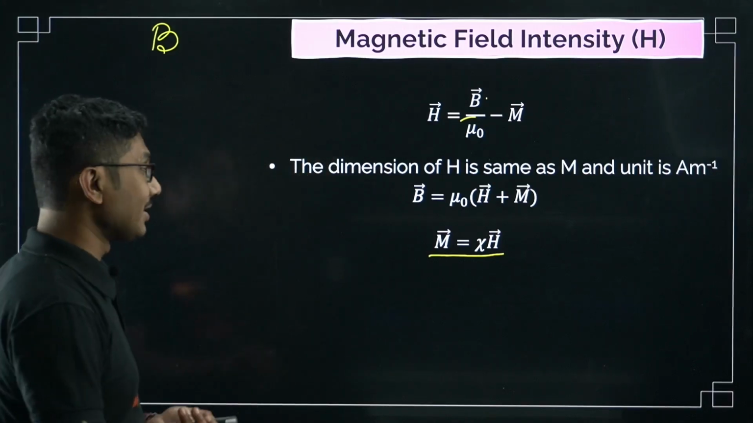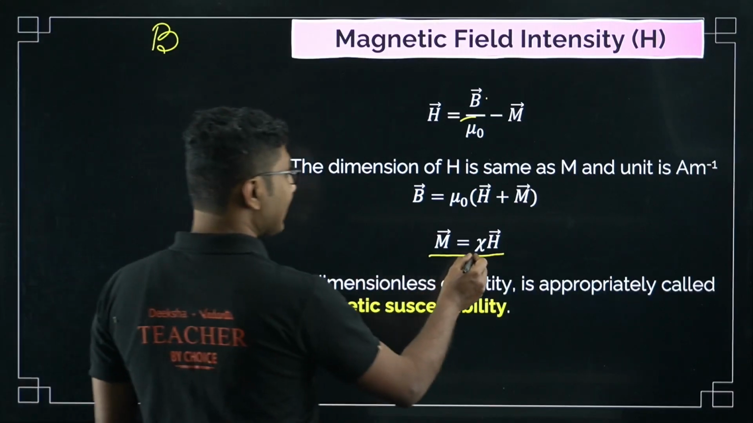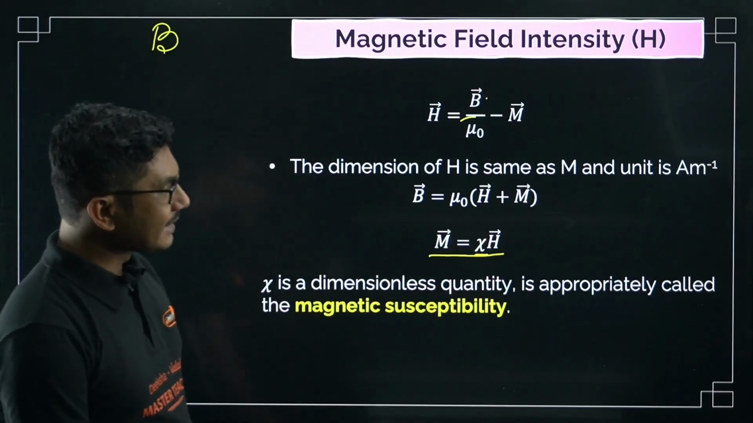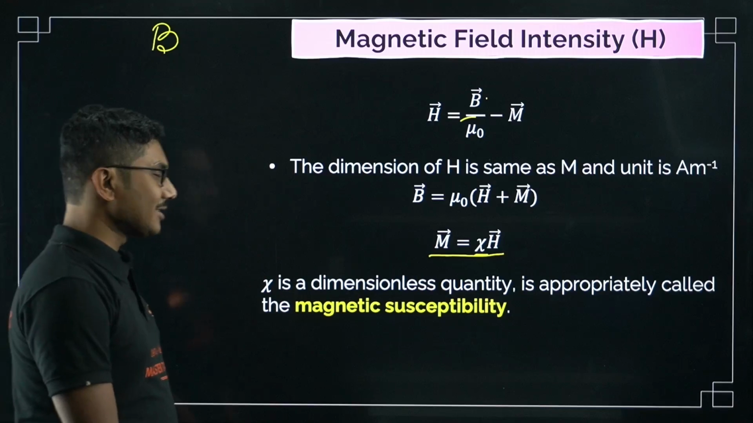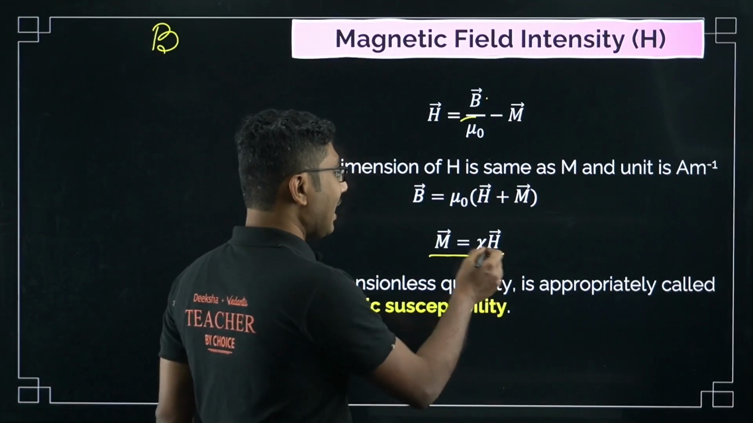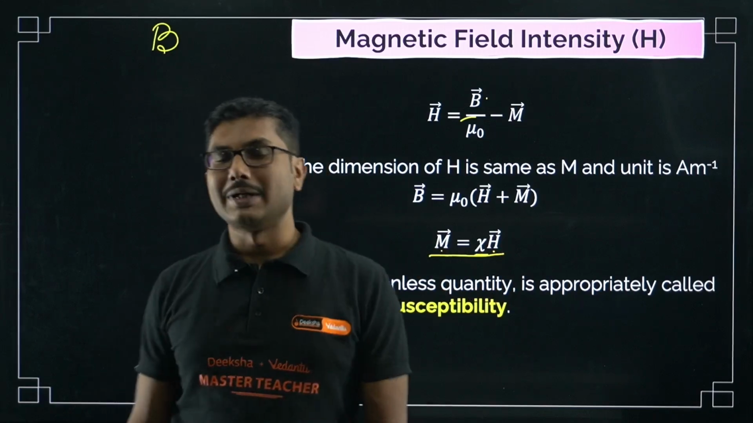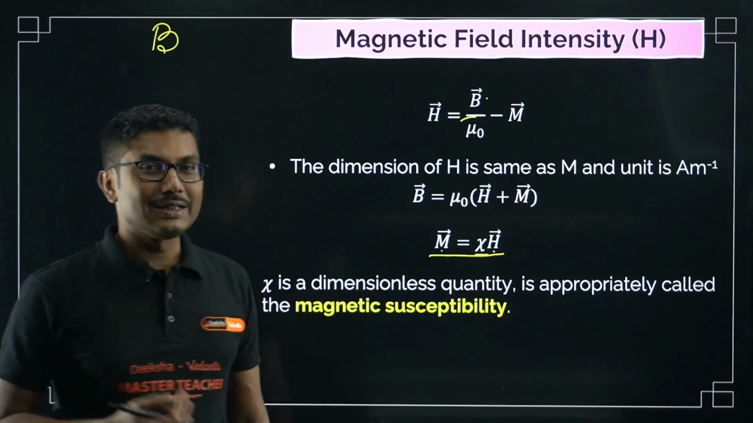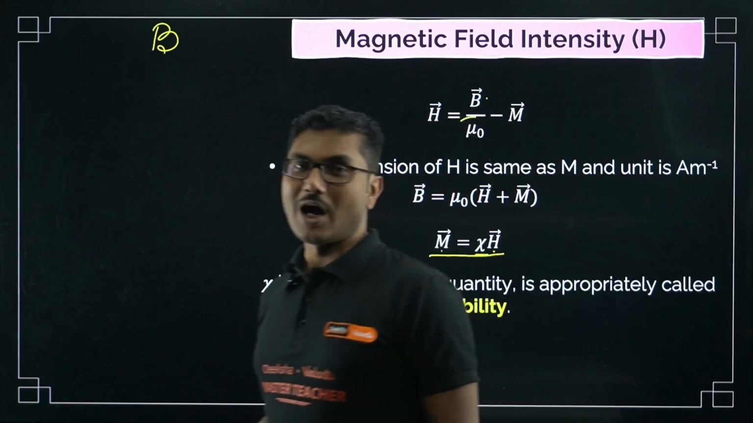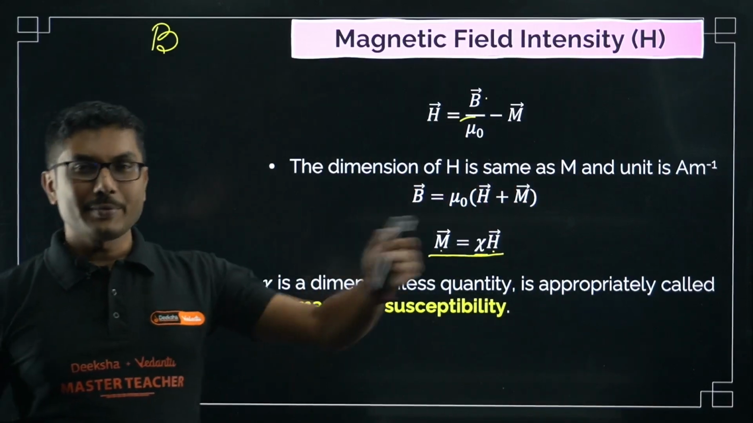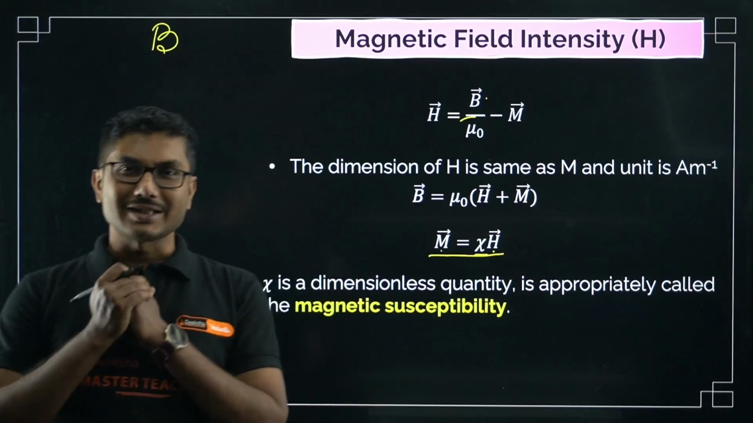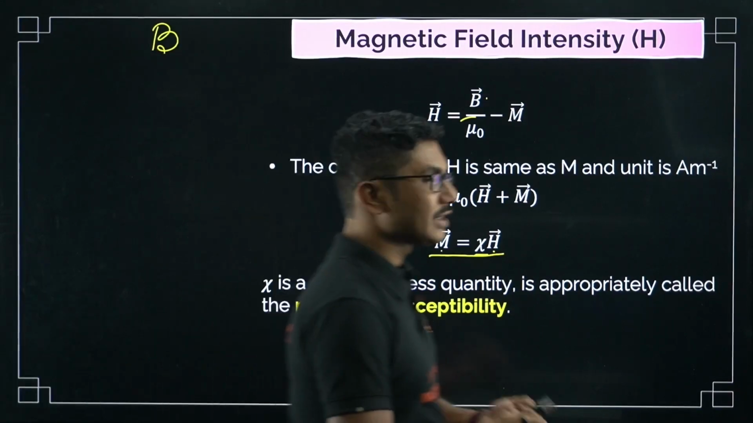They are cousin brothers. Now they are related by this quantity chi. What is this chi? Chi is a dimensionless quantity and is appropriately called magnetic susceptibility. So if you apply some magnetic field, how quickly can it magnetize the material? Magnetization is basically dependent on the external magnetic field. How quickly it can adapt to the applied magnetic field is called the susceptibility.